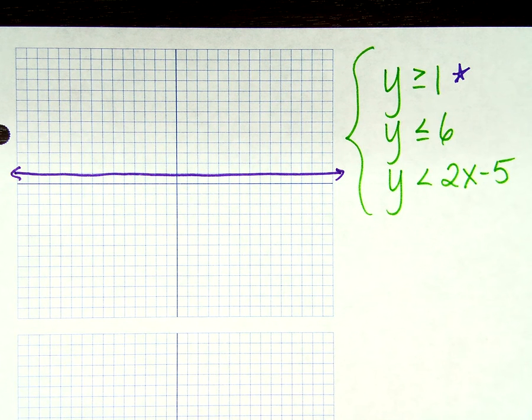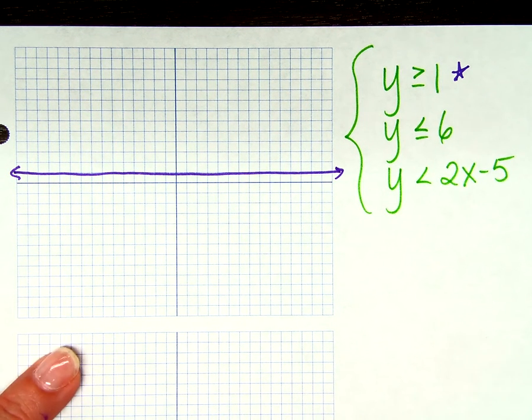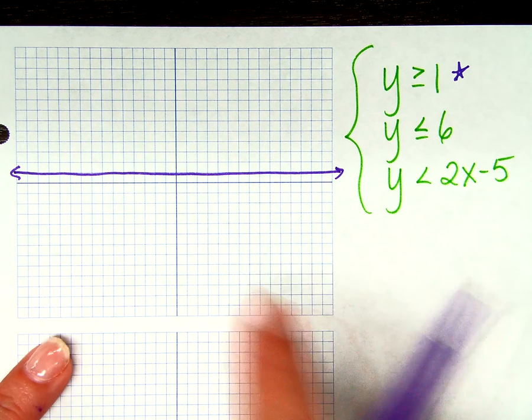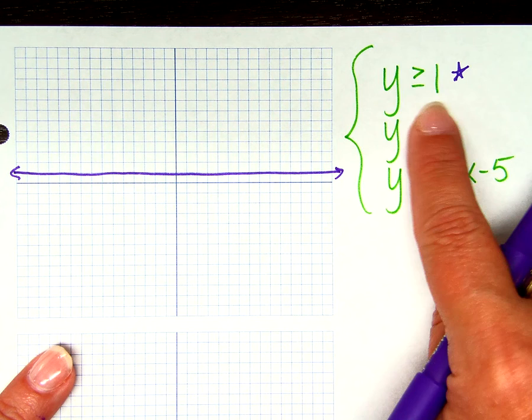Now, I said we were going to shade, right? We're actually not going to shade till the very, very end. If I start shading now, things are going to get really confusing. But I don't want to have to wait to tell myself where to shade, because that's just going back and doing a lot of extra work. So right now, after I graph this line, I want to tell myself where to shade.